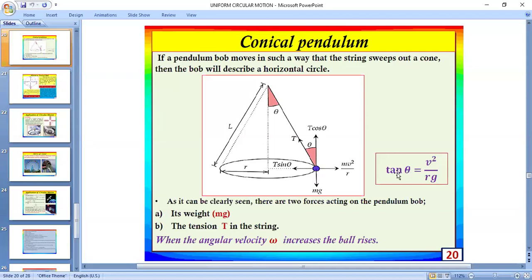Now, here, for it to obey that critical speed thing, then tan theta, theta is up here, I think we can see it, equals to V squared over RG, where V is the linear velocity with which it's moving. So this conical pendulum is used in speed governance of a vehicle.